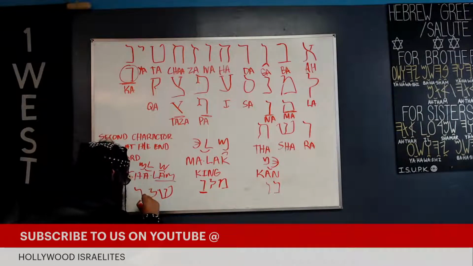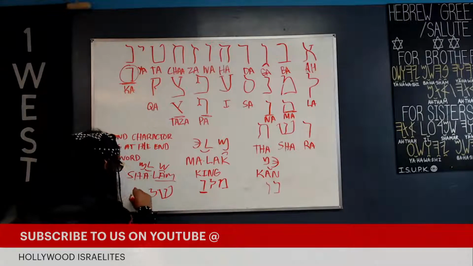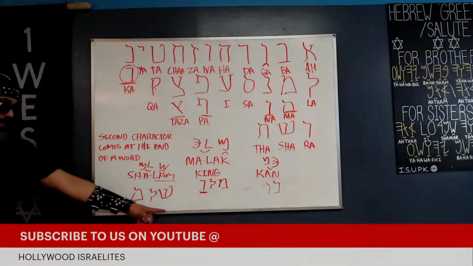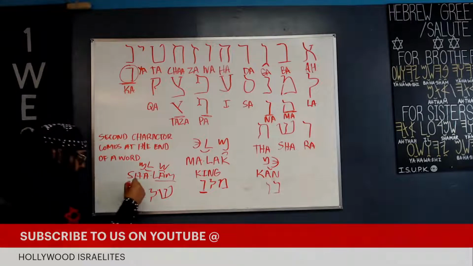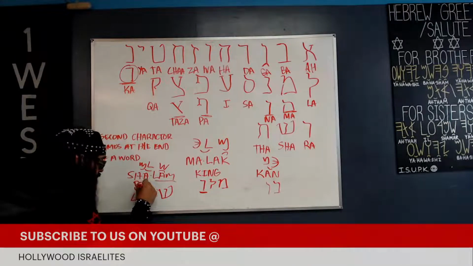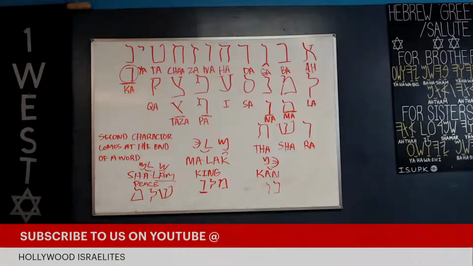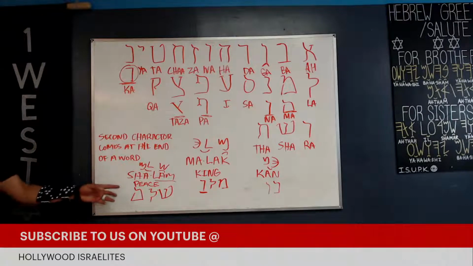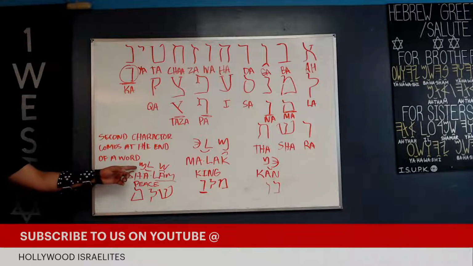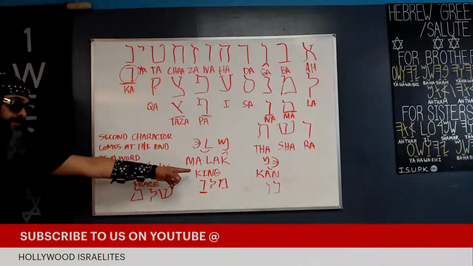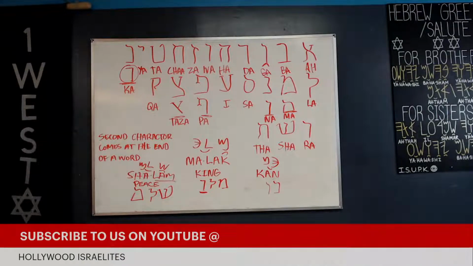Like that. Shalom, which means peace. Peace. All right. These are just examples of when you have a double character either fall in the beginning of the word or at the end of the word.